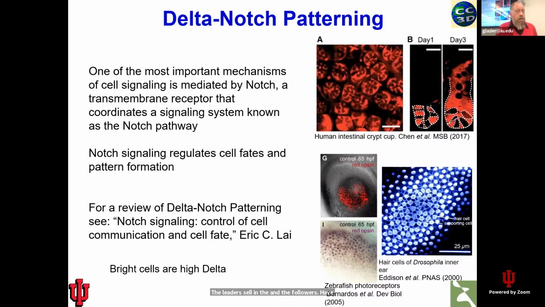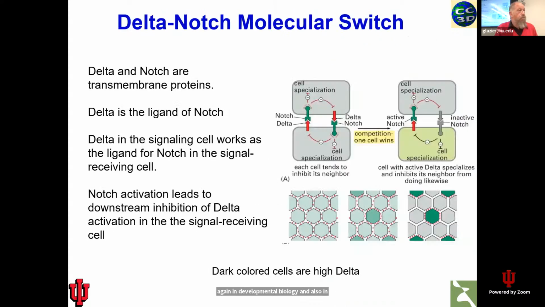And so delta notch is probably the most important contact-based signaling mechanism where you get differences of cell type. There are a lot of mechanisms where you say to your neighbors, I want you to be the same type that I am. But this is something where you're saying to your neighbors, I want you to be a different cell type from me. It's a mechanism that's used again and again in developmental biology, and also in tissue repair.